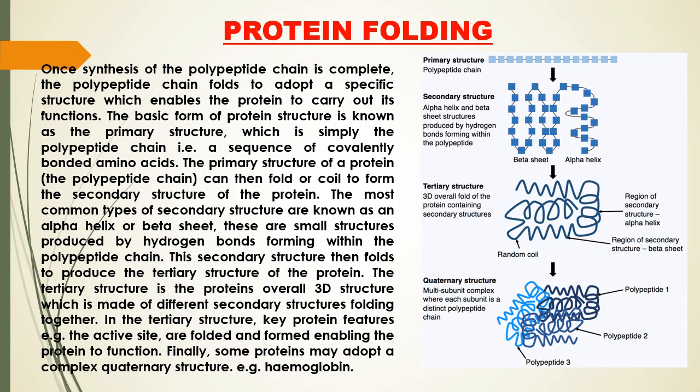Now let's see the protein folding. Once synthesis of the polypeptide chain is completed, the polypeptide chain folds to adopt a specific structure which enables the protein to carry out its functions. The basic form of protein structure is known as the primary structure, which undergoes certain changes to form the secondary structure, the tertiary structure, and the quaternary structure, as we can see in the figure. Finally, some proteins may adopt a complex quaternary structure, an example being hemoglobin.